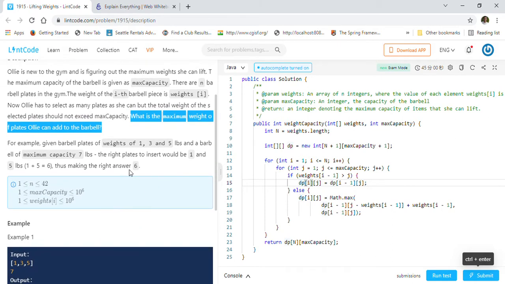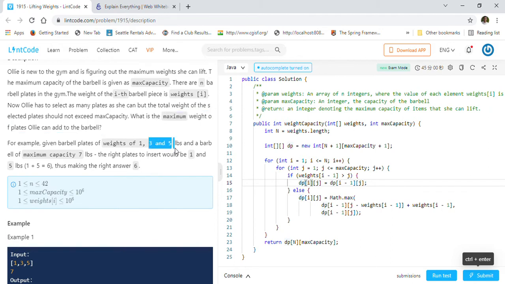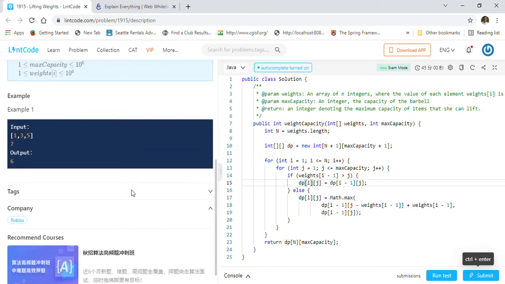For example, given barbell plate weights of 1, 3, 5 pounds and a barbell of max capacity 7 pounds, the right plates to insert would be 1 and 5, right? 1 plus 5 is equal to 6, making 6 the right answer. Because she cannot choose 5 and 3, because the weight will be 8. Now max capacity is 7, right? And if she chooses 1 and 3, then it will be 4, which is not the maximum use. The maximum she can choose is 1 and 5, to make the maximum answer 6. So that is one example they have given here.